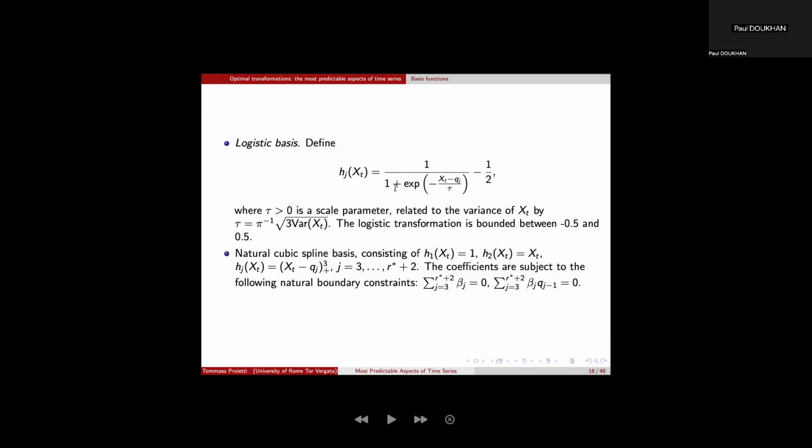I'm sorry, I have a question from someone online. They are asking, can you explain why you chose the logistic function in slide 18? Slide 18, this one. Yeah.